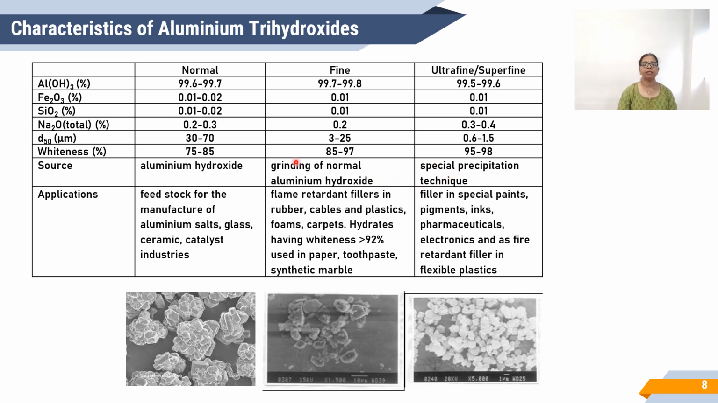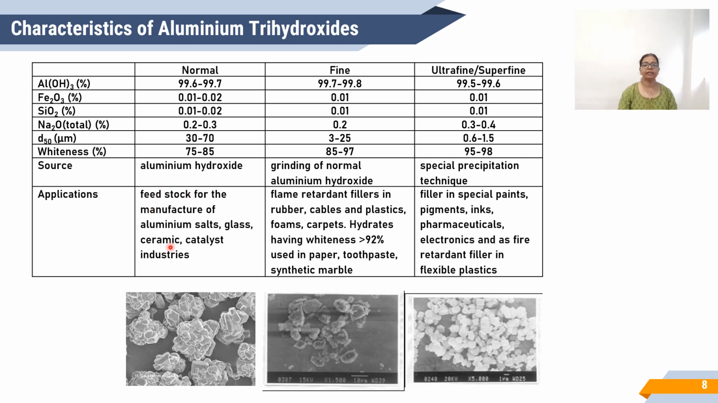Now the other thing which we have to look into is that though the other components, that is the iron content, silica content and the soda content, are nearly the same, that is 0.01 to 0.02% in all the three grades, the soda content in ultrafine and superfine is slightly above the normal and fine hydrate, that is 0.3 to 0.54%. And this is basically due to the special precipitation technique, due to which the seed is produced and then it is incorporated into sodium aluminate liquor.